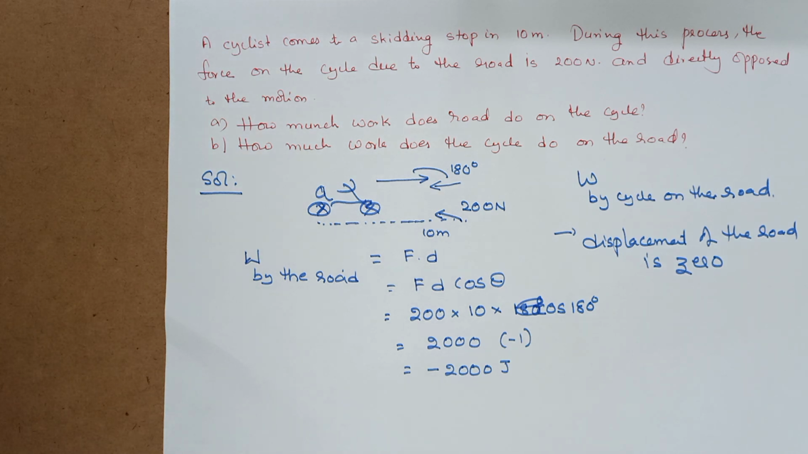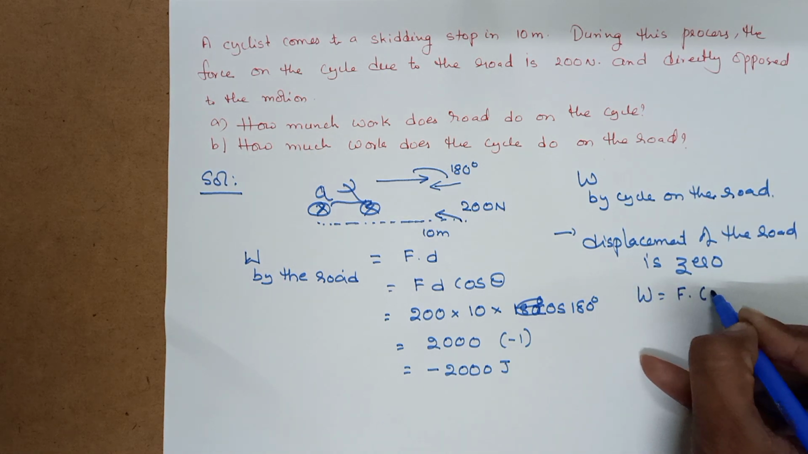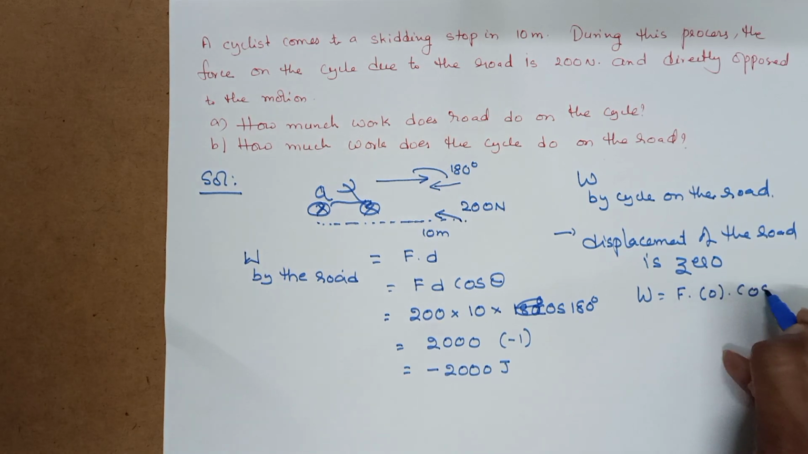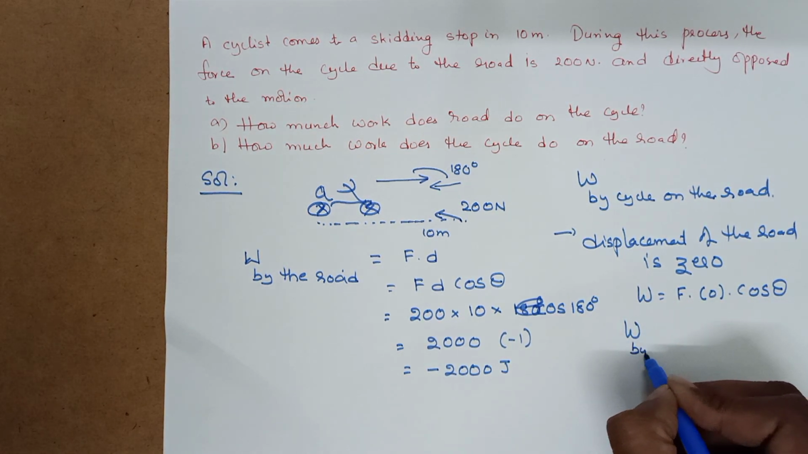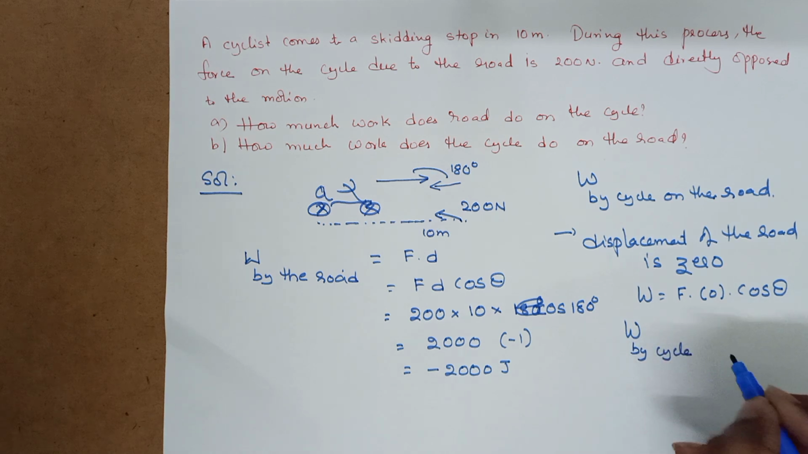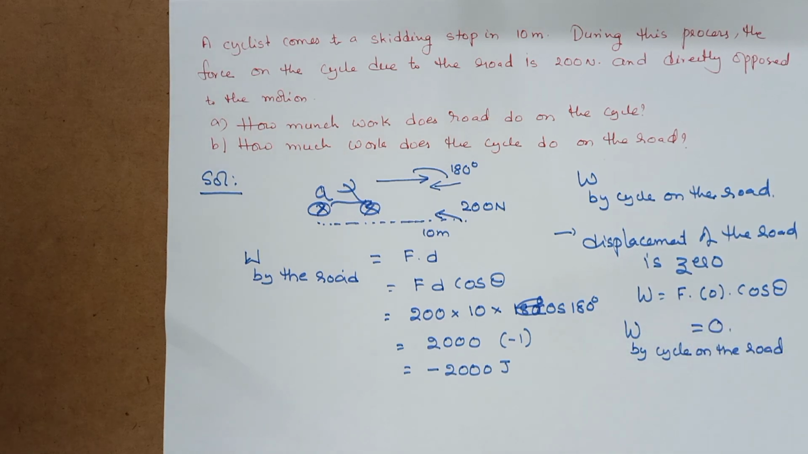So how do you write it actually? If you write it as force into 0 displacement and cos theta, the work done by the bicycle on the road is 0. So this is the simple answer.